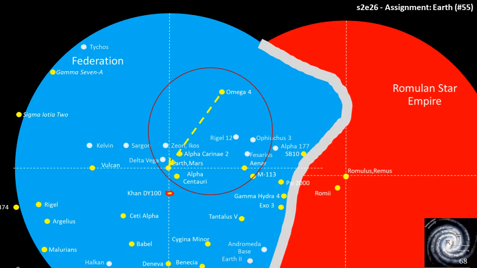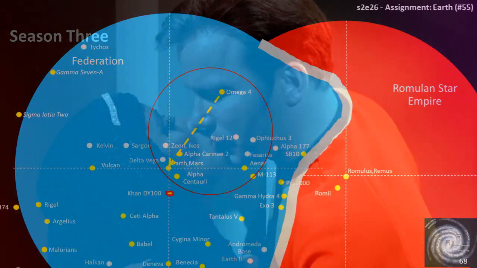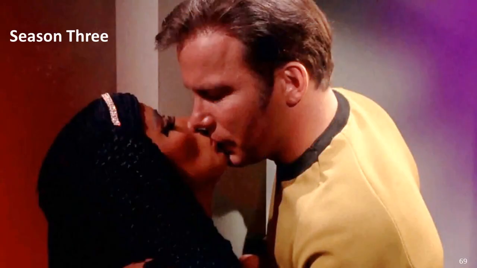In the episode Assignment Earth, we're back on Earth. This time it's to 1968 Earth. This ends Season 2. Now we enter Season 3 of Kirk's mission to conquer as many women as possible.